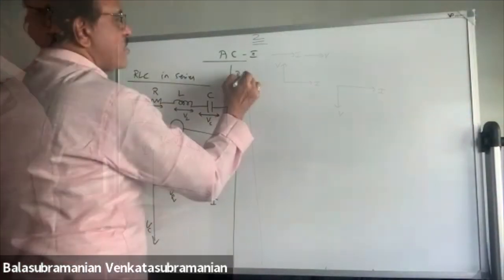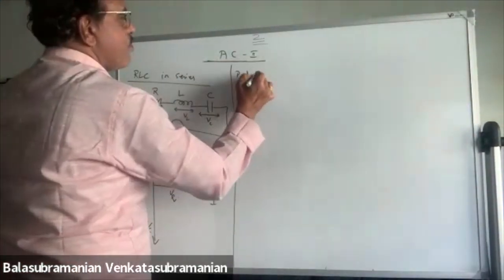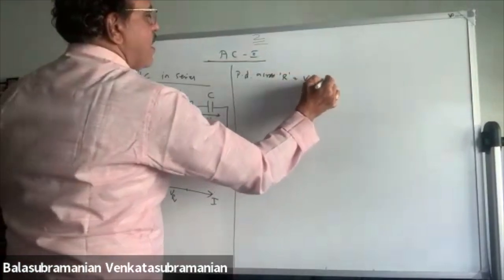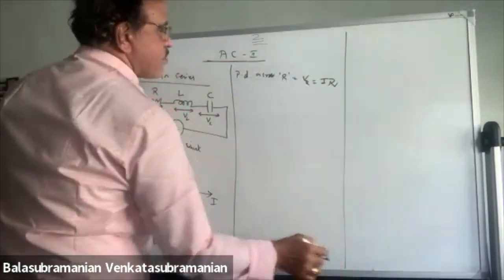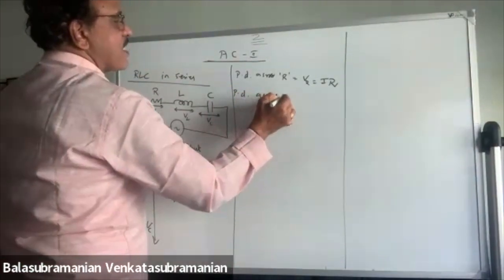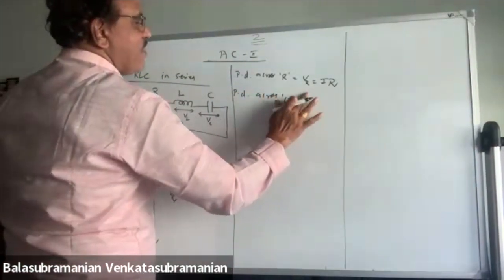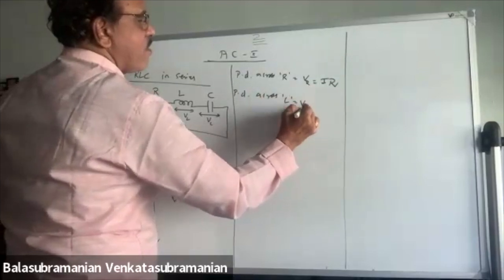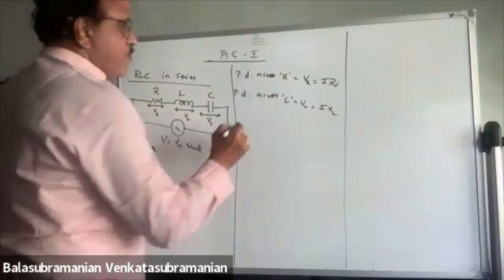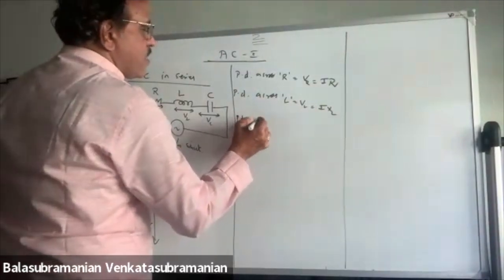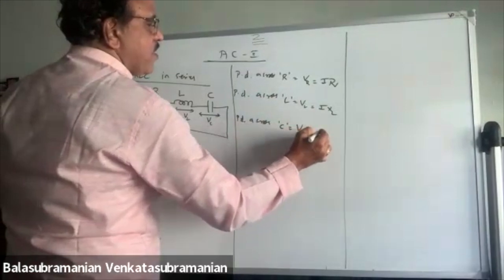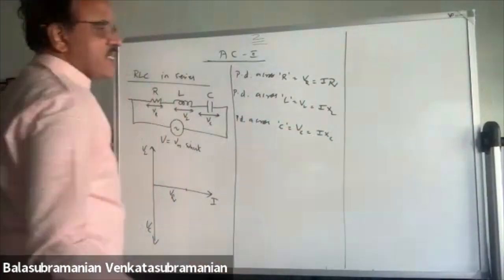So, the potential difference across R is VR, I into R. The potential difference across L, that is VL, I into XL. The potential difference across C, VC, I into XC.